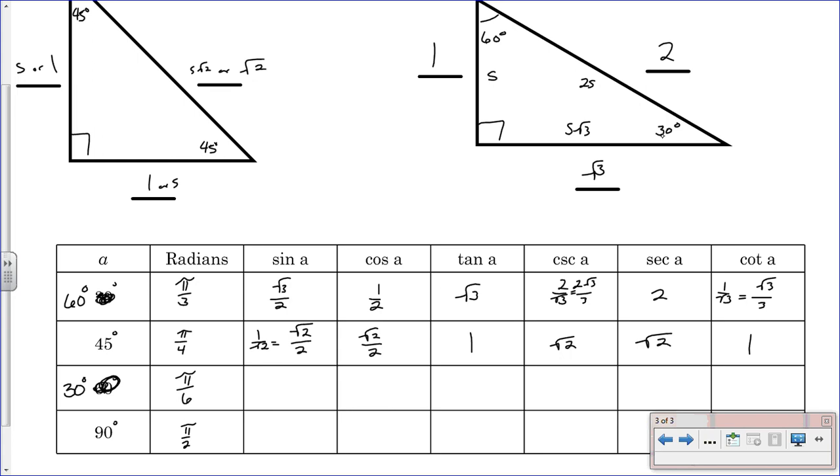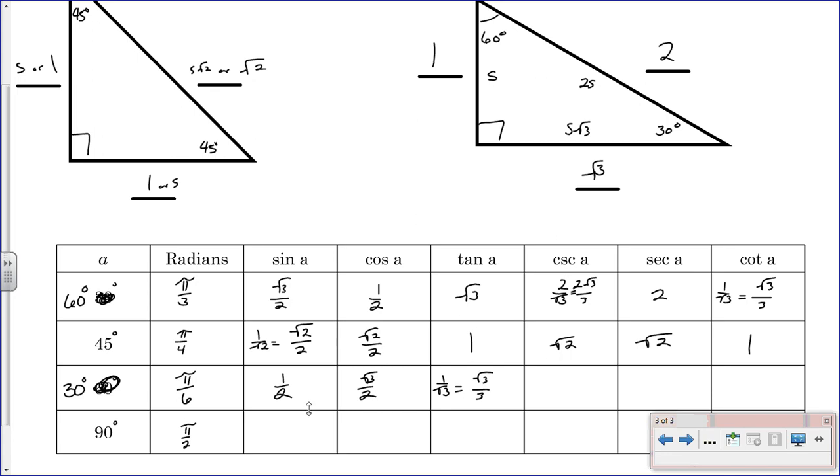30 degrees right here. Alright, so what's the sine? Well, it's opposite over hypotenuse, so it's 1/2. The cosine is adjacent over hypotenuse, so it's the square root of 3 over 2. The tangent is opposite over adjacent, which is 1 over the square root of 3, which after you rationalize is the square root of 3 over 3.